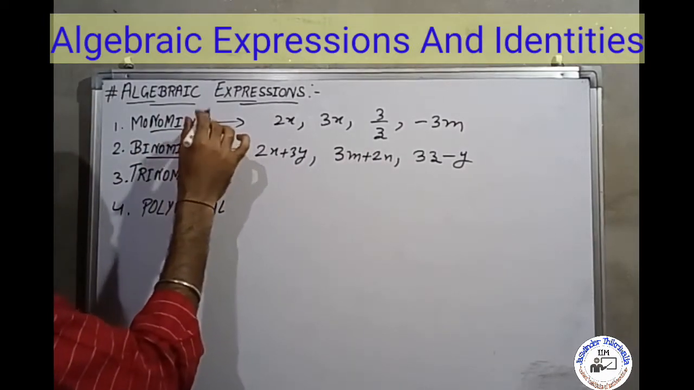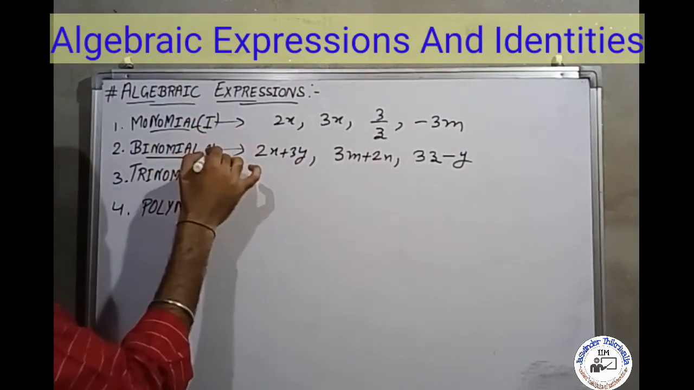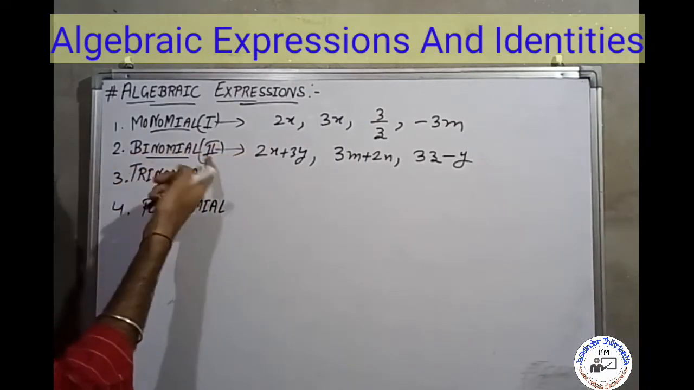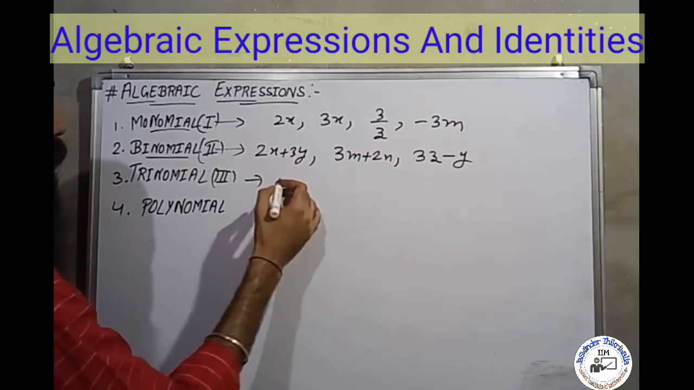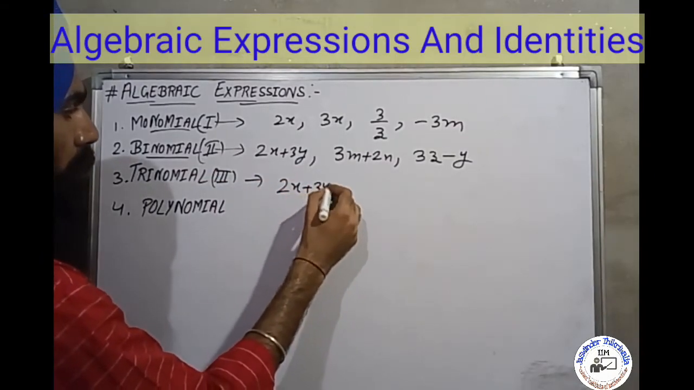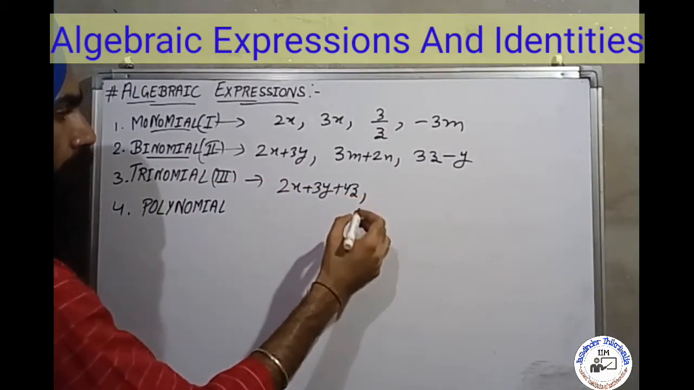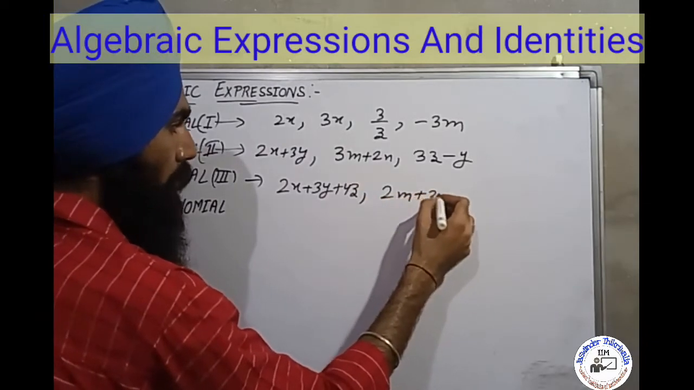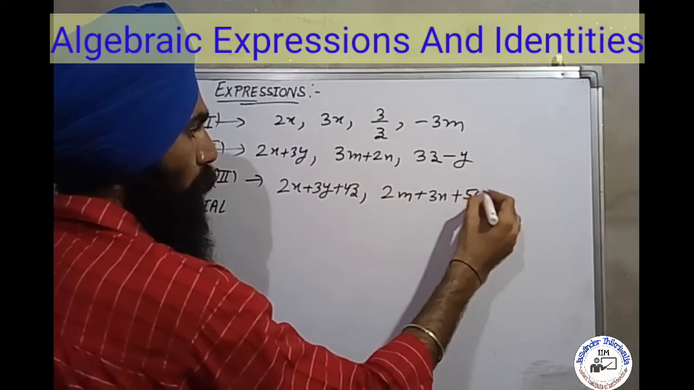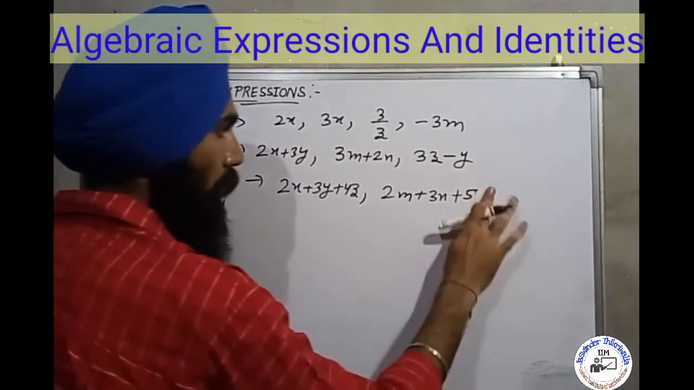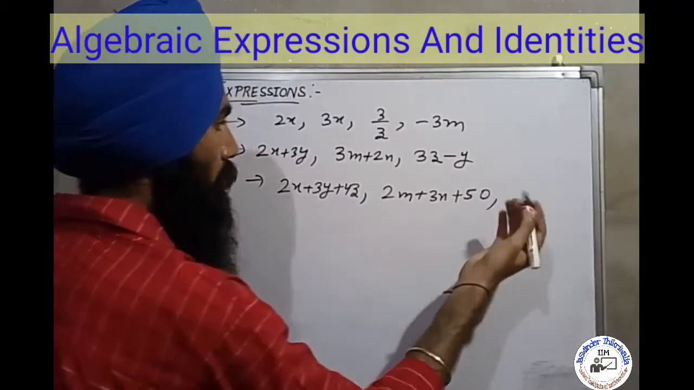Monomial means one term. Binomial means 2. Bi means 2, so 2 terms. Tri means 3. In this there are 3 terms, for example 2x plus 3y plus 4z, 2m plus 3n plus 5o, like this way.